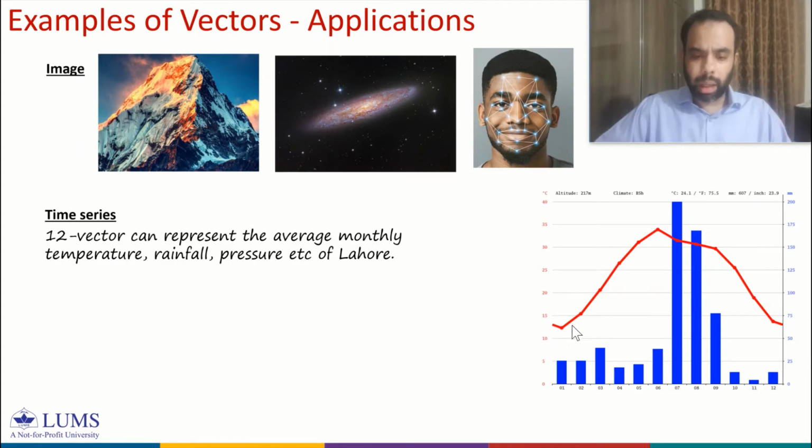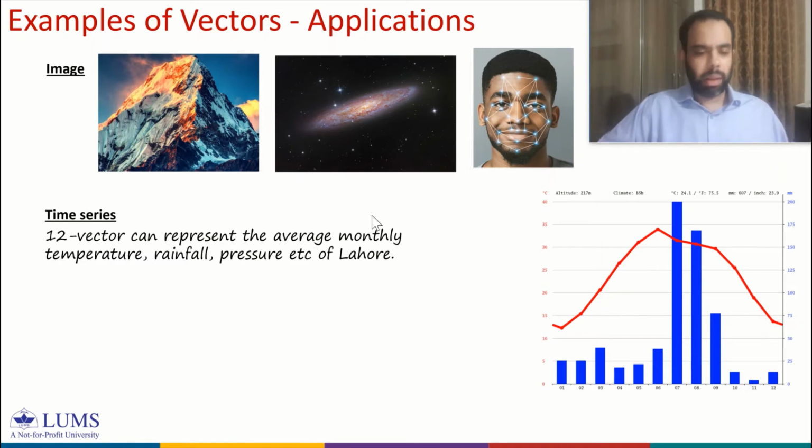So this red line denotes, we have 12 points. So we have average monthly temperature of different months from January to December. So this is the peak of summer, and these blue bar graphs indicate the rainfall data for Lahore. So in this region here we have the monsoon season. In fact, any quantity that varies over time can be stacked and represented in the form of a vector.